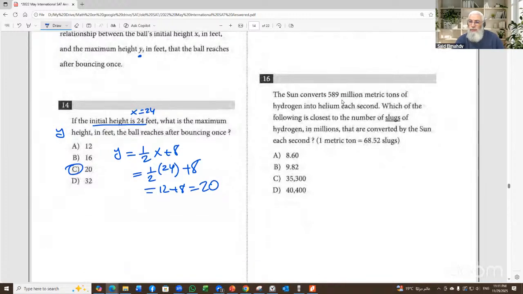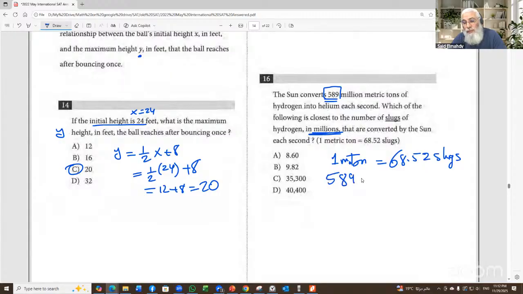The sun converts 589 million metric tons of hydrogen into helium each second. Which of the following is closest to the number of slugs of hydrogen in millions that are converted by the sun each second? 1 metric ton is equal to 68.52 slugs. It says here in millions. He is asking about the number of slugs in millions, with this 589 in millions. So we just write 589 million equals what number x of slugs? So cross multiply, let's say this is x.